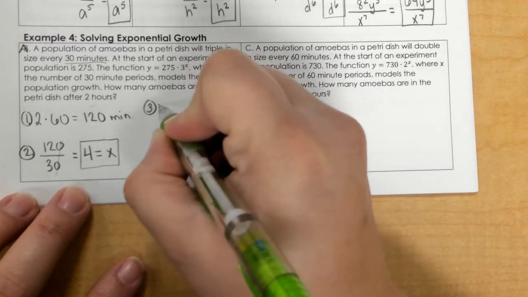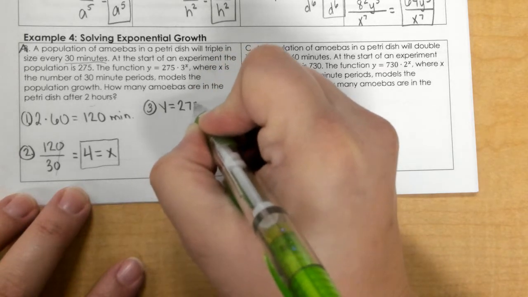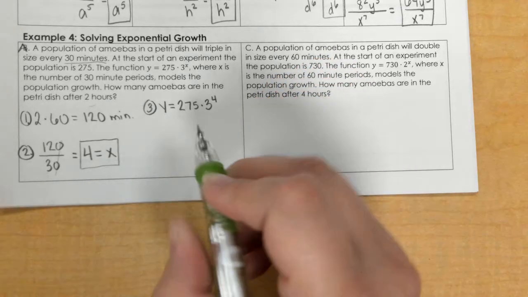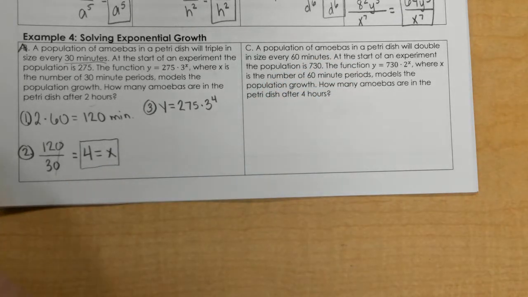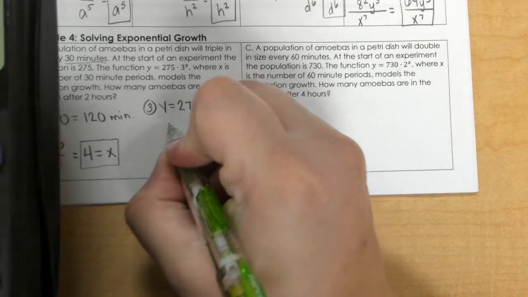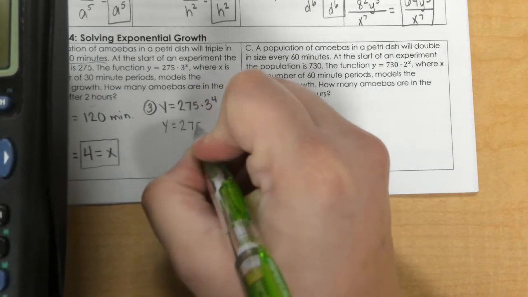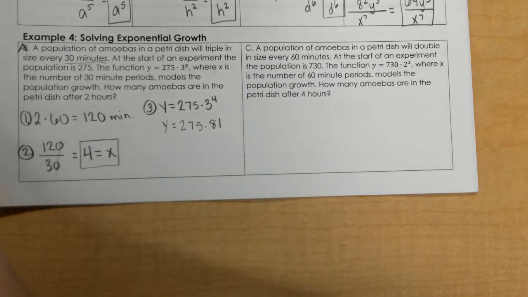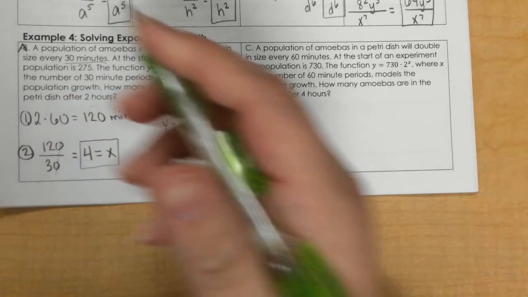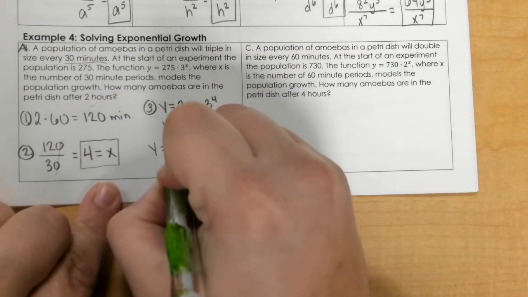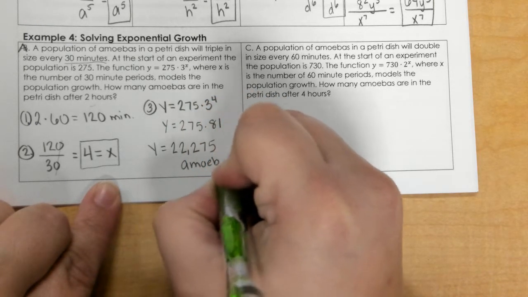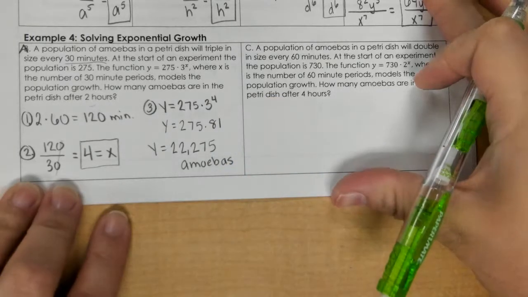So step 3, to find the y, we plug the 4 in for x. So we need to do order of operations. I'm going to do 3 to the 4th first. And this gives me 81. And then I take 275 times 81. And this gives me 22,275 amoebas. Okay.